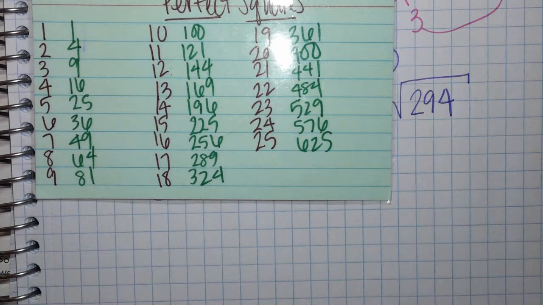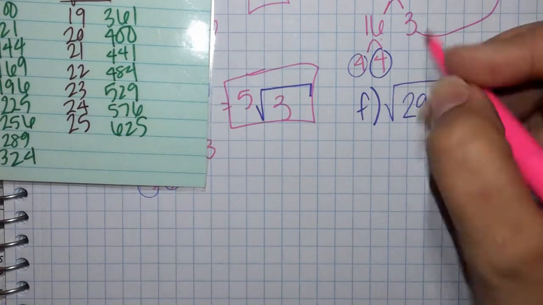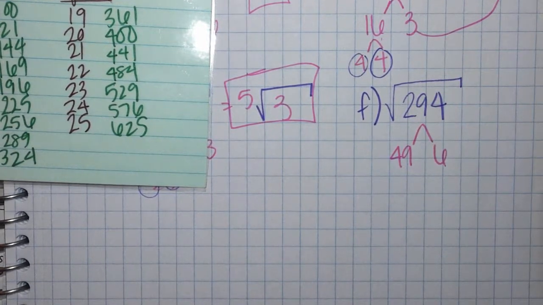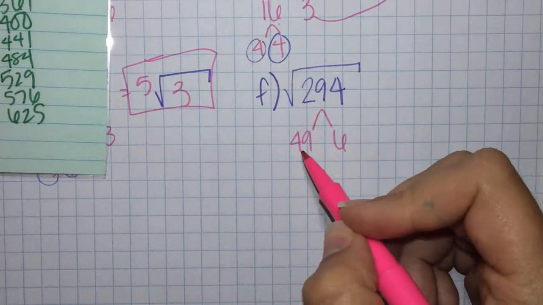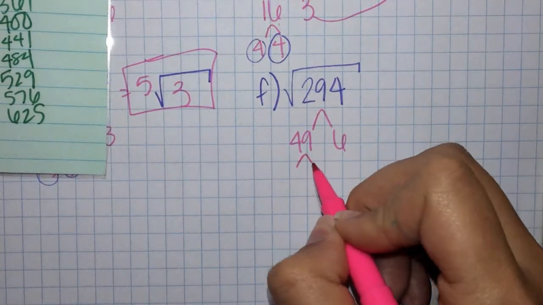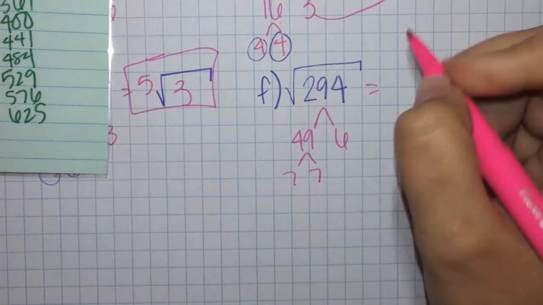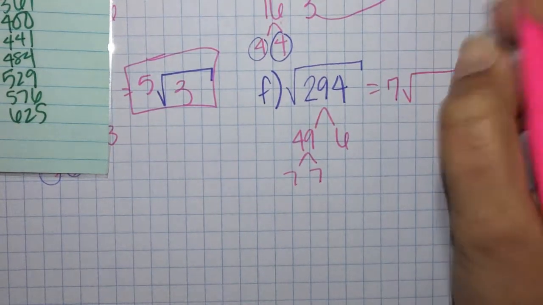Okay, hang on. Let me pause the video. Alright, so I got 49 and 6. Okay? Now, 49 is the biggest perfect square that goes into it, so you break that down into 7 times 7. Now, what number goes outside to play? 7. What number stays inside to read?